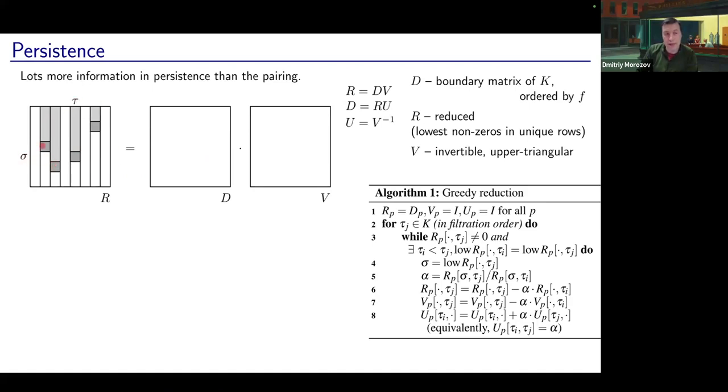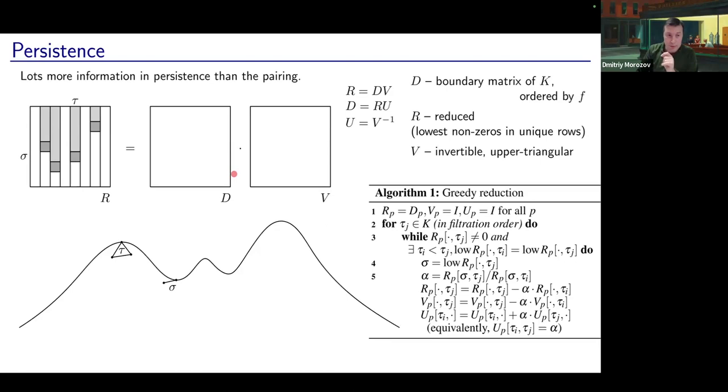And the reduced form is such that, by definition, the pivots, the lowest non-zeros in any given column, are in unique rows. And so you can imagine this is the greedy algorithm that does this, where if you have two pivots in the same row, then you use the one to the left to get rid of the one to the right, and that's essentially what this algorithm is. And you can think of this computation as a decomposition. So you compute the decomposition of R as this product DV.